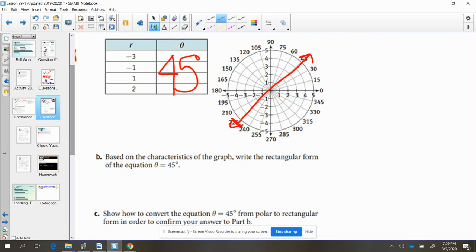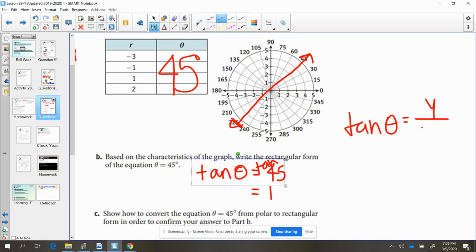Now, in order to convert this and double check, we need to go back to the fact that theta has a relationship with tangent. And if we take the tangent of theta, we're going to have to take the tangent of both sides, so tangent 45 as well. Well, tangent of 45 is 1, right? And tangent, we've talked about previously, can be rewritten as our y value over our x value. So tangent is y over x, and if we rewrite this, multiply both sides by an x, y equals 1x, right? The equation of a line.